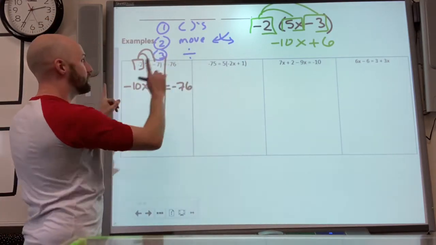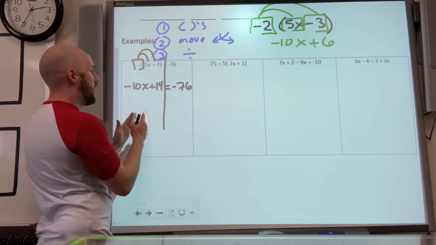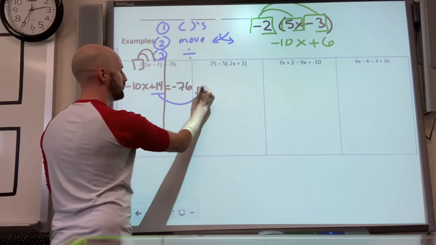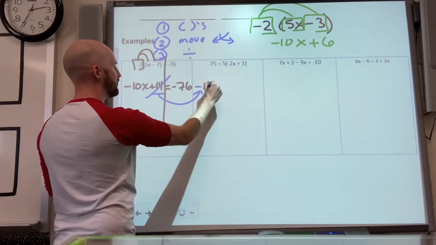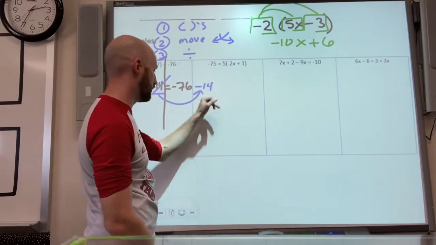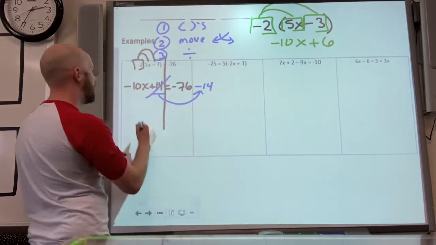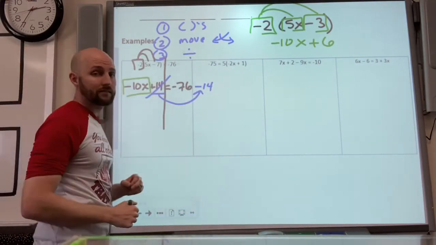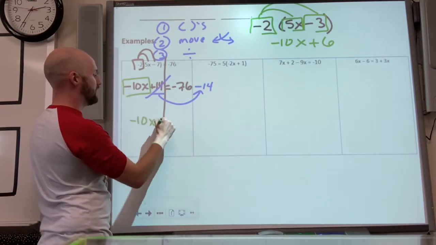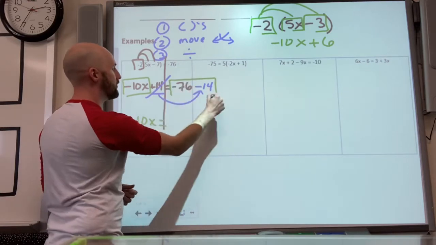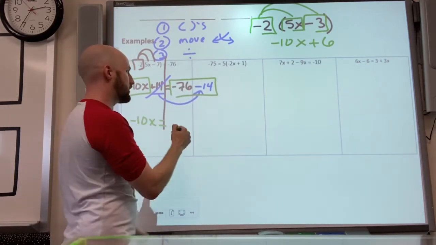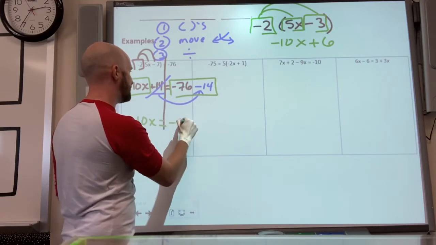Now, who needs to move? ¿Quién quiere moverse? I have the x here. That means this number needs to move. Minus 14. Okay, so igual el paso, pasar ese 14, cambió menos 14. Combine. Negative 10x, no friends, que no tiene amigos. Así queda. Stays like that. Negative 76, negative 14. Boop. Gracias, calculadora, is negative 90.